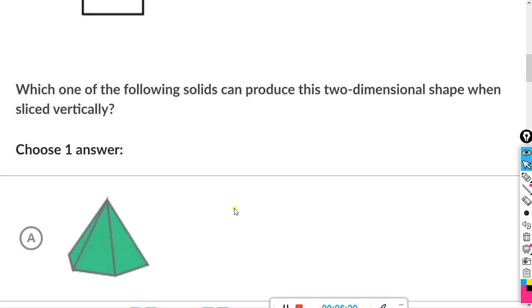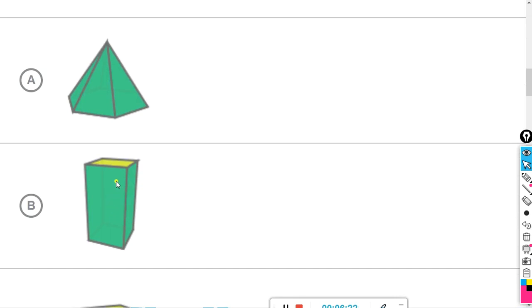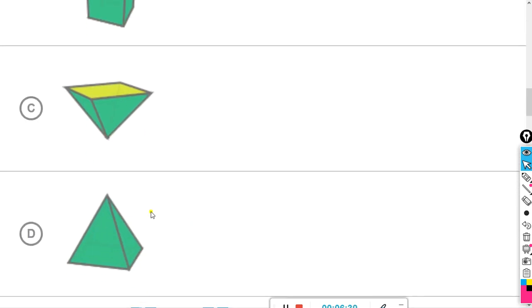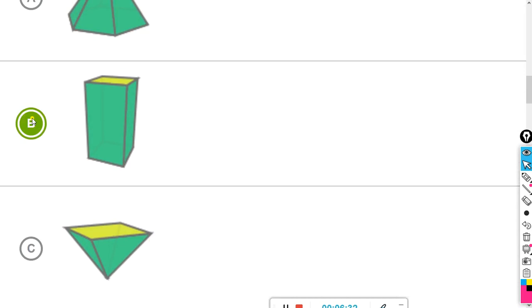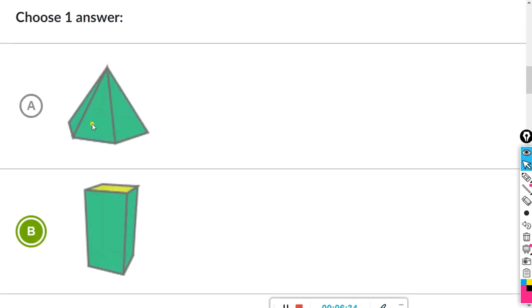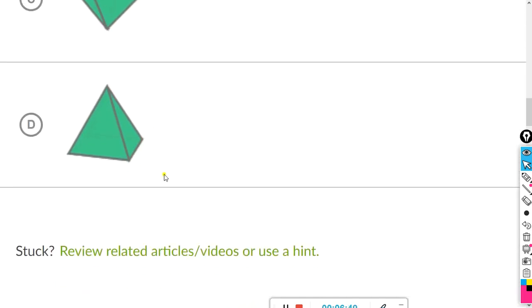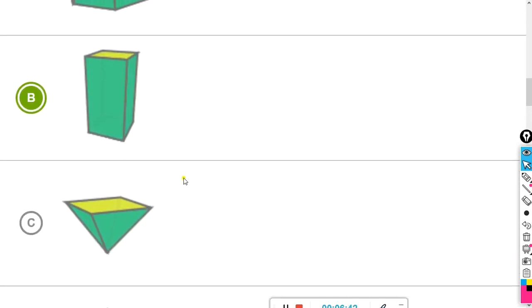Definitely not A, that's a pyramid. B looks pretty good. It looks like there's a rectangle on the left and right-hand sides. C, definitely not. That's a pyramid. And D is a pyramid as well. So it has to be answer B. You can see if you slice these, they're not really the same throughout. So it has to be answer B.